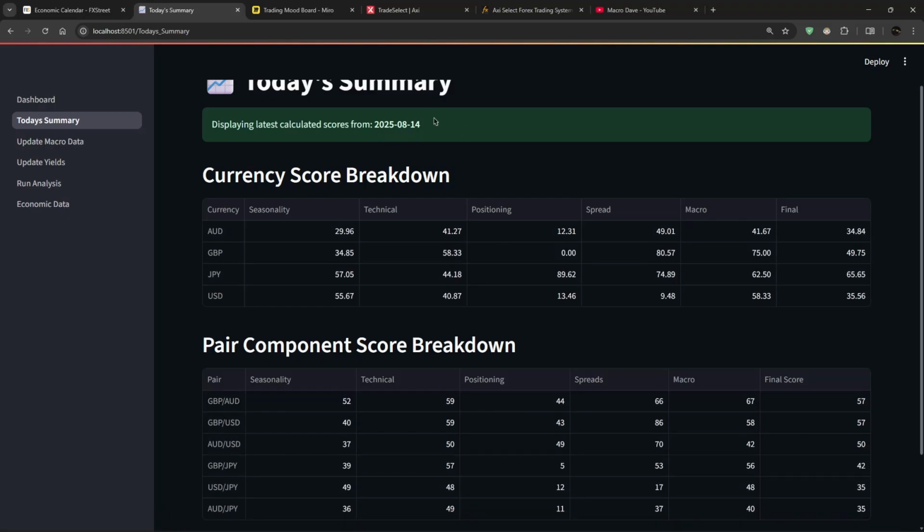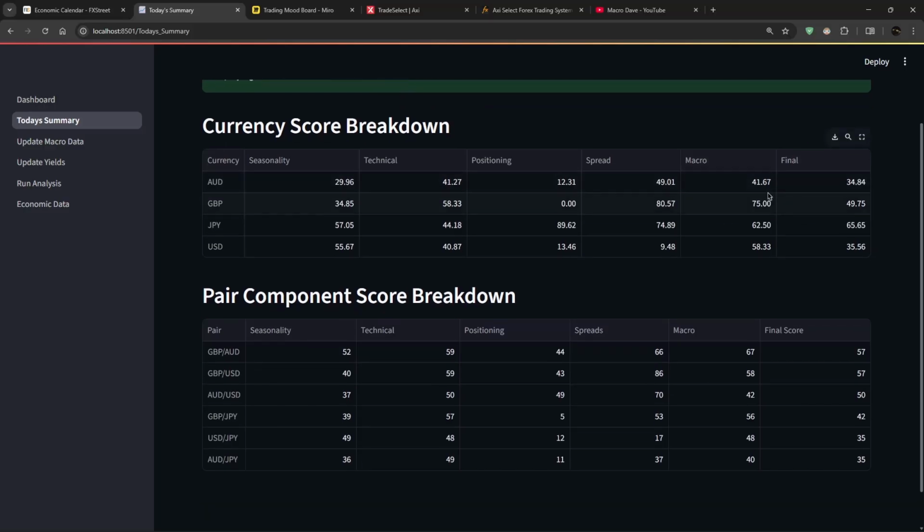At 17 o'clock UTC -5 every single day, an update is run. It isn't that time as yet, so this is why the last update is yesterday. And you can see the most recent scores. The Australian dollar is currently giving a score of 35. The Great British Pound is currently giving a score of 50. The Japanese yen 66, and the US dollar is giving a score of 35.